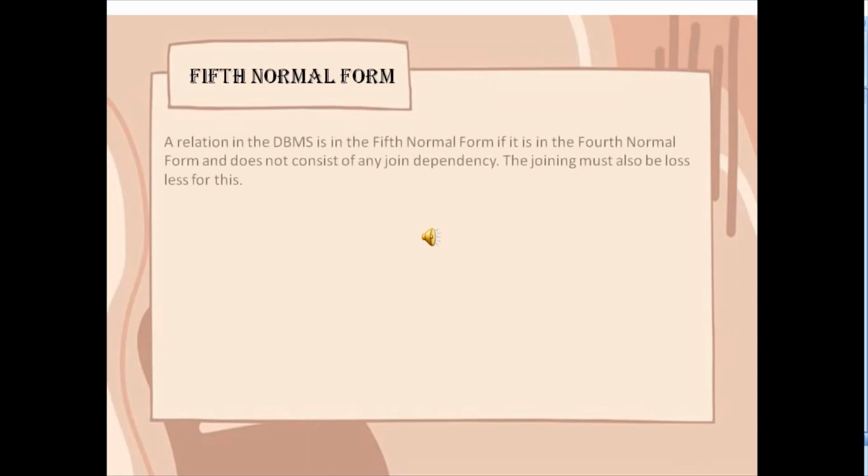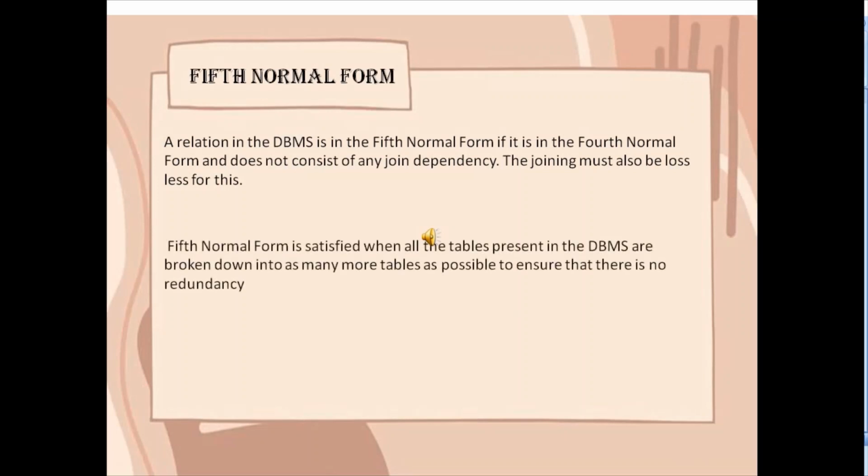Fifth normal form, 5NF. A relation in the DBMS is in the fifth normal form if it is in the fourth normal form and does not consist of any join dependency. The joining must also be lossless for this. Fifth normal form is satisfied when all the tables present in the DBMS are broken down into as many tables as possible to ensure that there is no redundancy.